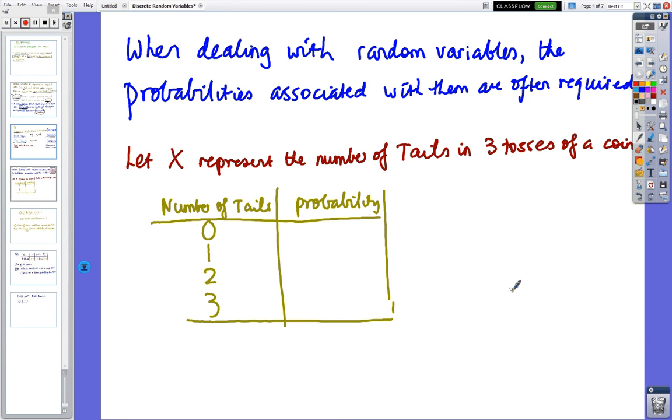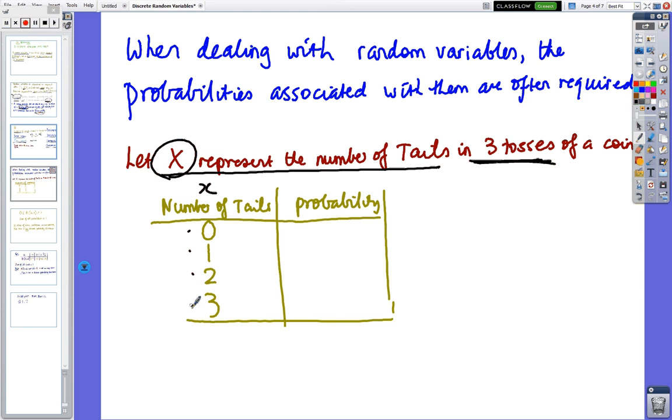When dealing with random variables, we have to look at the probabilities associated with them. So here's this capital letter X, which represents the number of tails that you can get when you toss three coins, or toss a coin 3 times. Lowercase x is the number of tails, the event. So we can have no tails, 1 tail, 2 tails, and 3 tails.